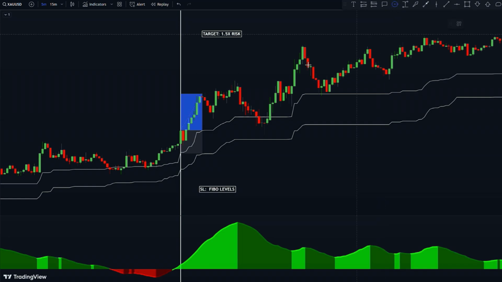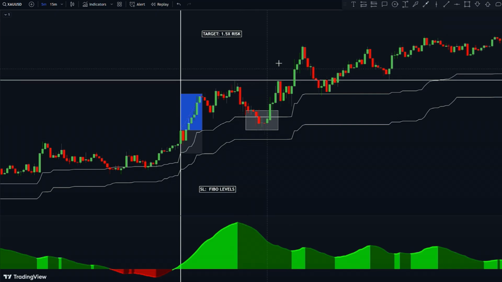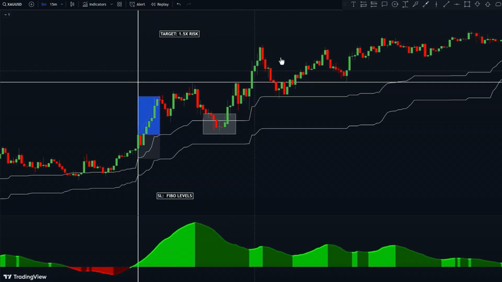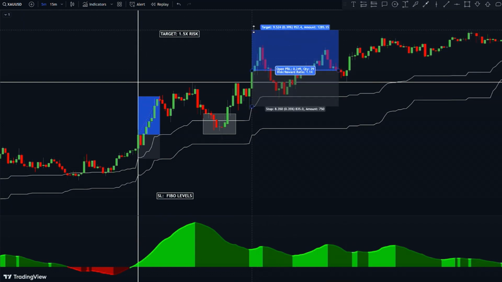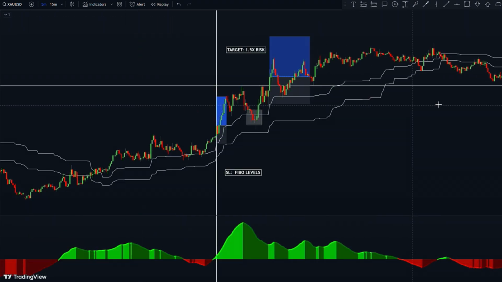And after our first buy, we spot another opportunity. The price, which is still above the Fibonacci levels, retraces back to those levels. Once that happens, we look for the most recent swing high and wait for the price to break above it. And when it does, and the squeeze momentum confirms that, we enter a buy trade. Then, we set our stop loss and target for the trade.